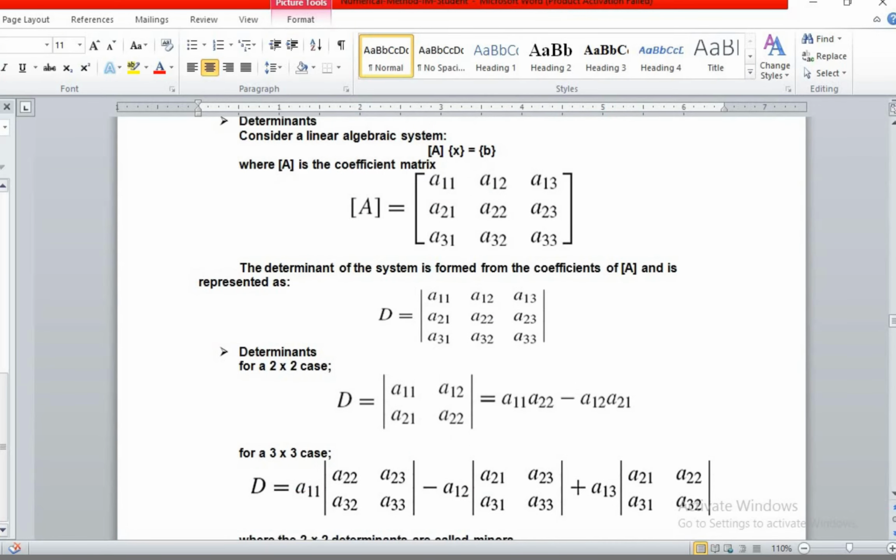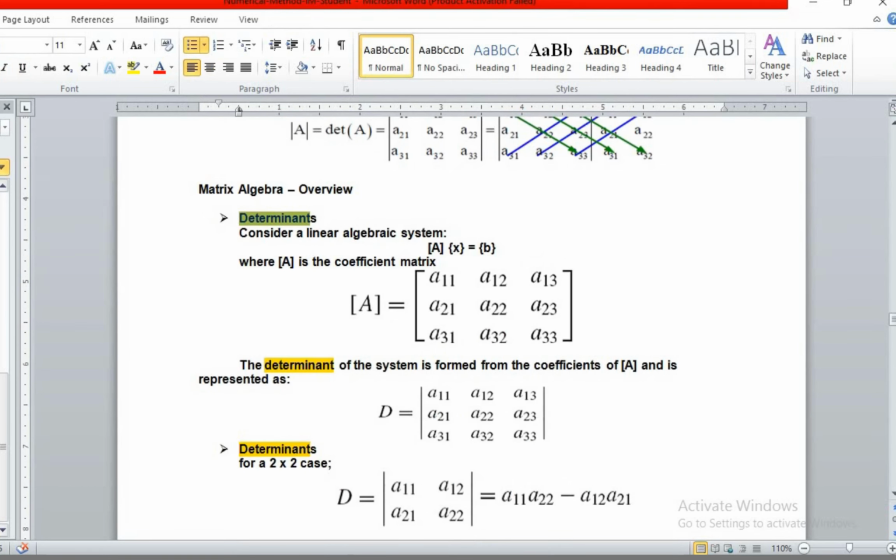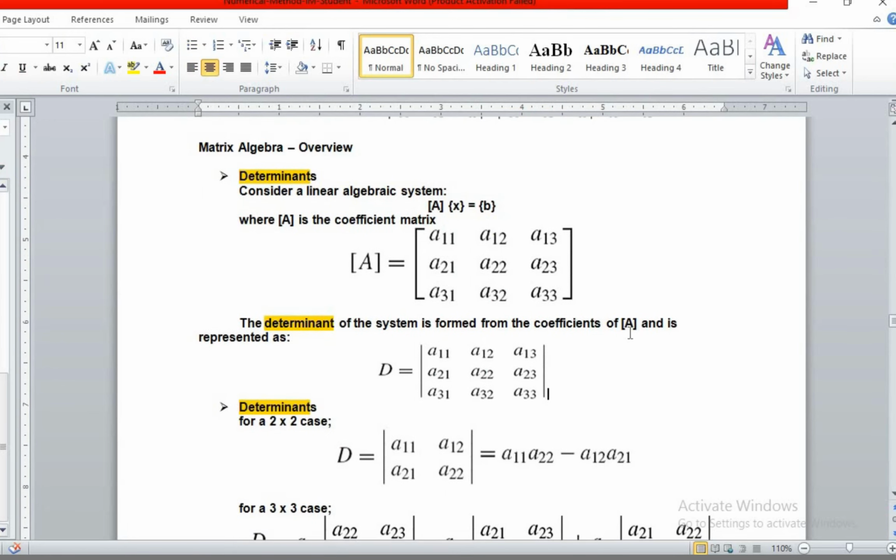So, determinant. For the determinant, let's just have an overview since you have already discussed this in your algebra. If you're going to consider a linear algebraic system, the matrix A, the determinant of the system is formed from the coefficients of matrix A, and is represented as this one, as you can see there on your screen.